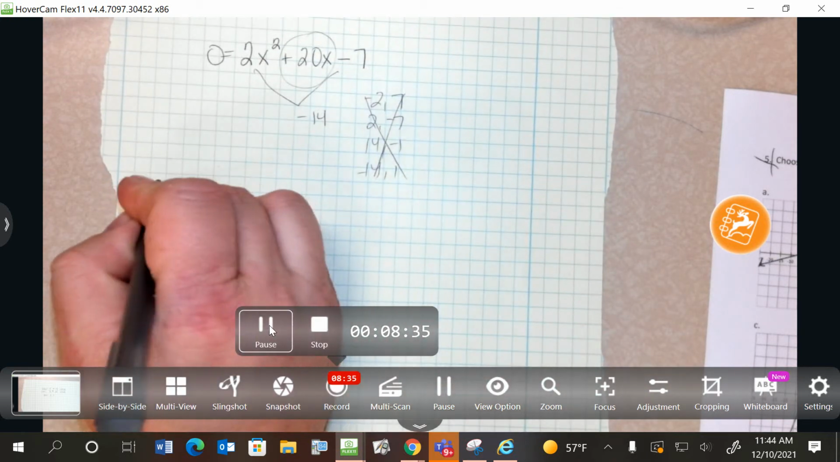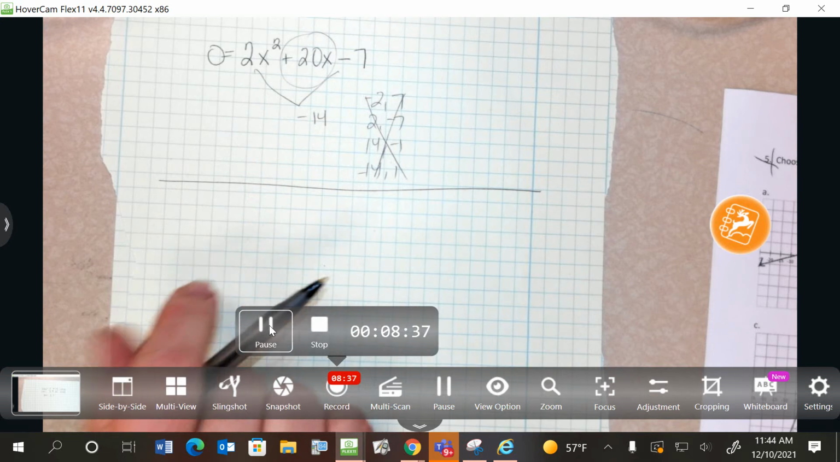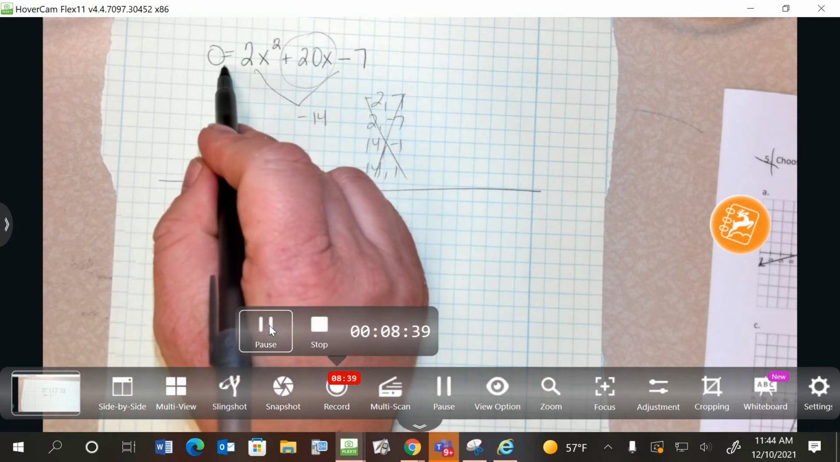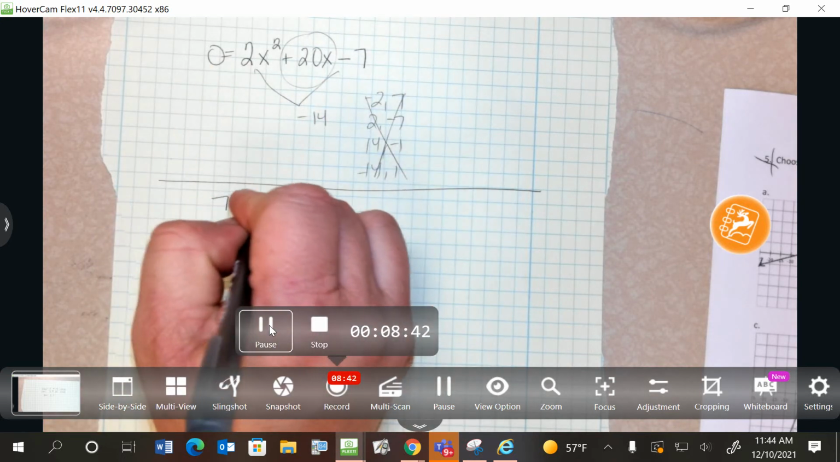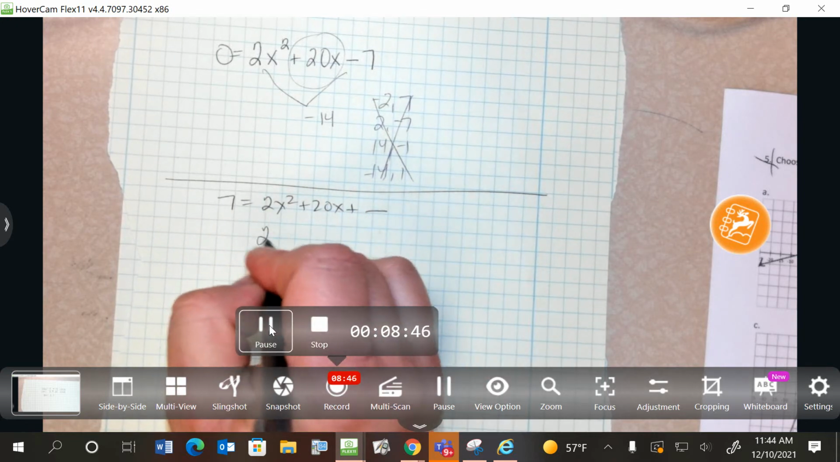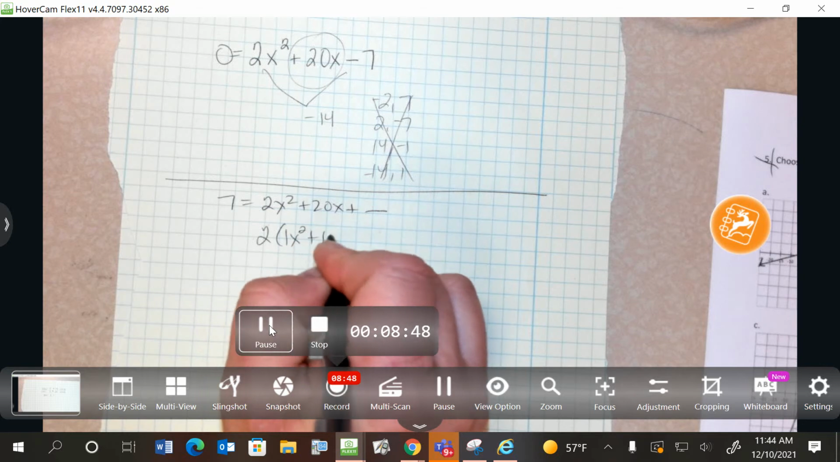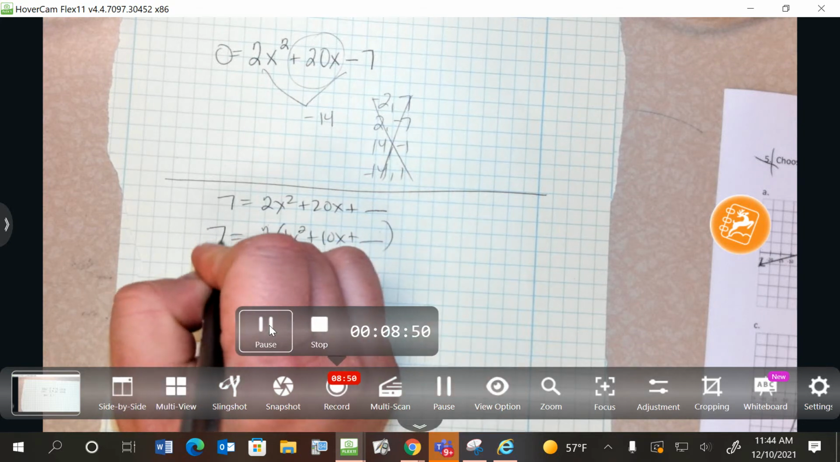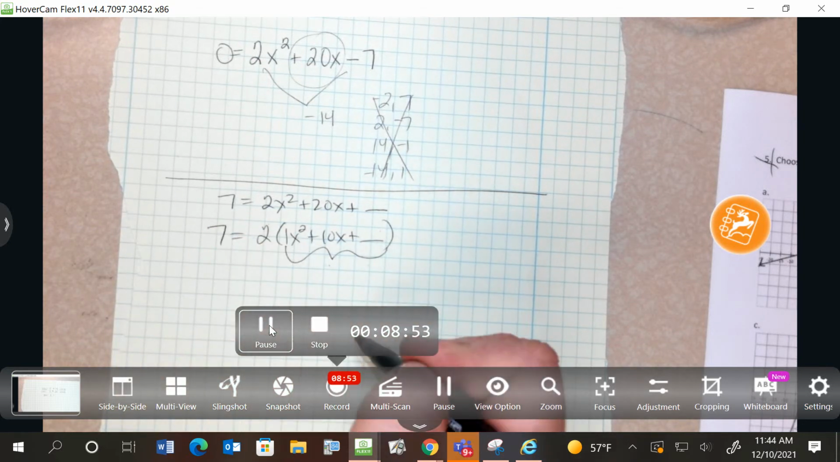So then I have 2 options from factoring doesn't work in order to solve. First is completing the square. So I'm going to move 7 to the opposite side. When it moves over, it's positive. Then I'm going to factor out a 2. And I'm only going to focus on this trinomial on the side.